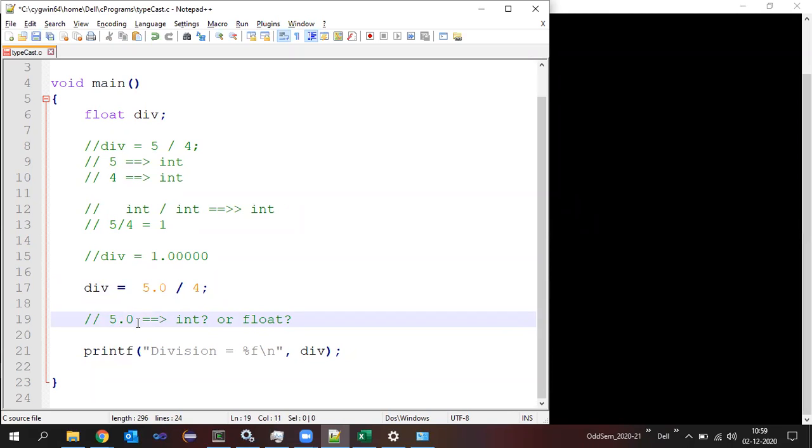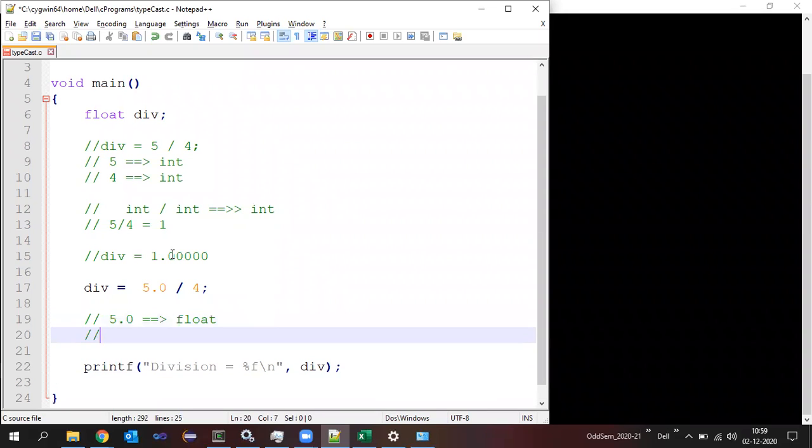5.0 and 5, both are the same for us. But for the computer, both are not the same. These two things will be identified differently by the computer. When we wrote only 5, it identified it as an integer. When we wrote it as 5.0, it identified it as a float number. So this time it is a float number. Now what about the second number, that is 4? Obviously this 4 is an integer number.